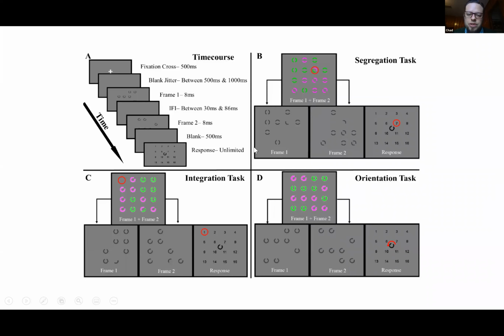These are just showing the tasks. The colors are not something they see; it's just a highlight. The green ones are this frame, the purple ones are this frame. If you overlay them, this is what you'll see. So there's the split element. For integration, there's the missing one. For orientation averaging, you'd be trying to turn this probe to match the average orientation. Any questions on that basic task? That's the basic task we used.